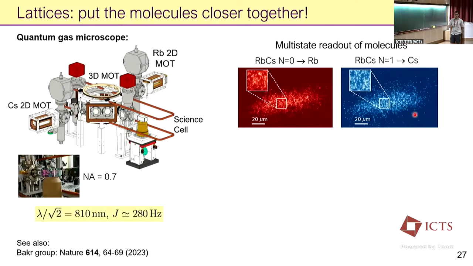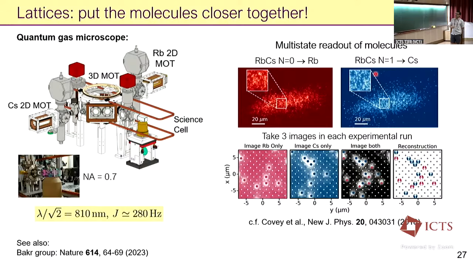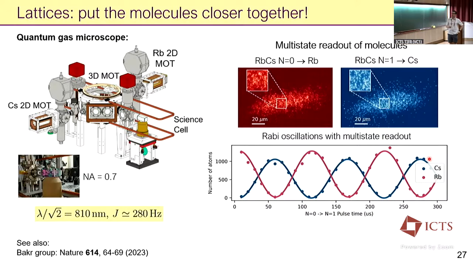We can actually go further than that. We can map the state of the molecule onto the species in a sequence that I don't have time to explain, but essentially n equals 0 becomes a rubidium atom, and n equals 1 becomes a cesium atom. So then we can take 3 images in the experiment: image rubidium, image cesium, then as a sanity check, image both, just to make sure nothing has moved. In this way, we're able to reconstruct the spin distribution of the gas of molecules in a single iteration of the experiment. Good, I'm almost done.